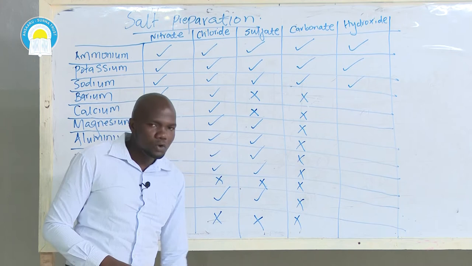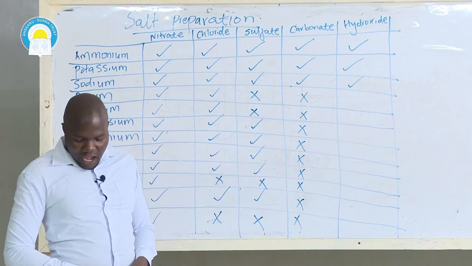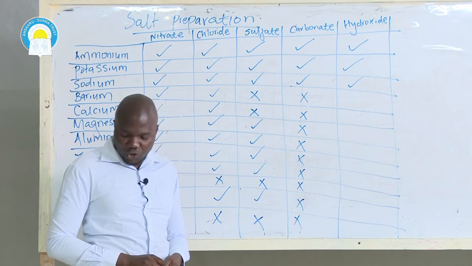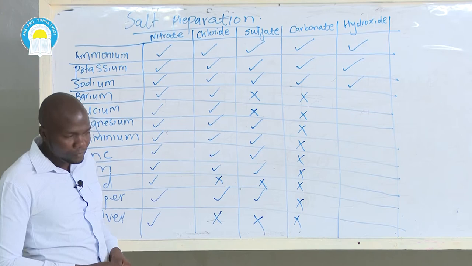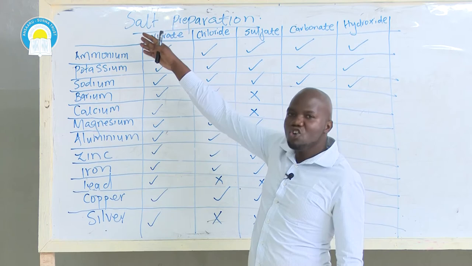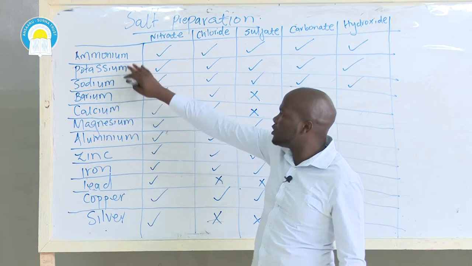Next, most metal hydroxides are insoluble or almost insoluble, except sodium, potassium, and ammonium hydroxide. This point is very clear. Most metal, all these are metals. Year 10, I repeat again, all these are metals except this one, ammonia. So all of the rest are metals.